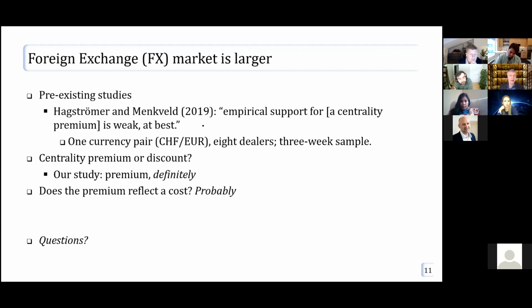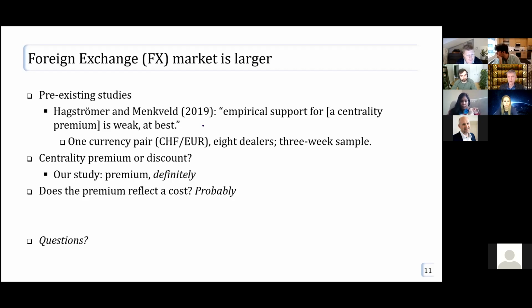which finds weak evidence for a centrality premium. Their paper looks at one currency pair, 8 dealers, a 3-week sample, and it is a period of time when a lot of information was hitting the Swiss franc market. And so their results are suggestive of a premium, but not conclusive. In this paper, Richard and I provide, I think, more conclusive evidence of a premium and also suggest another cost that might account for it.